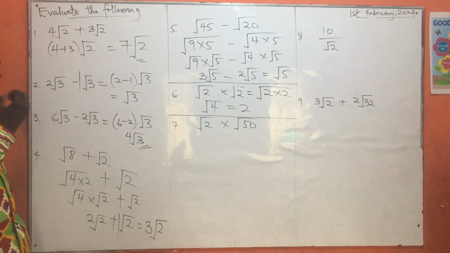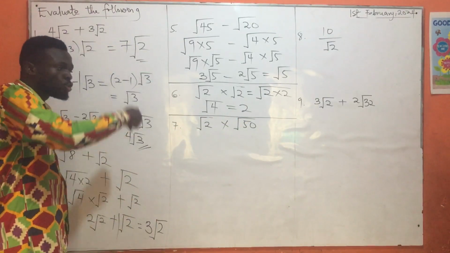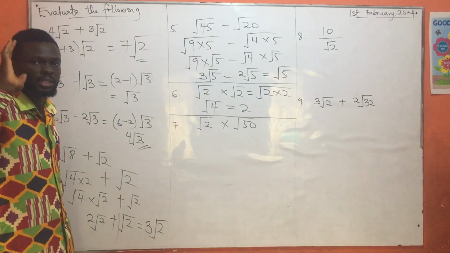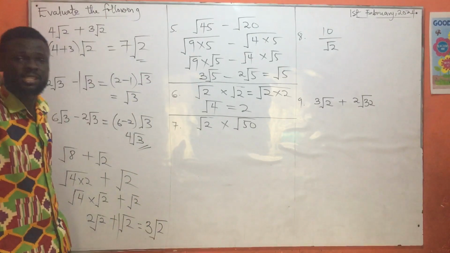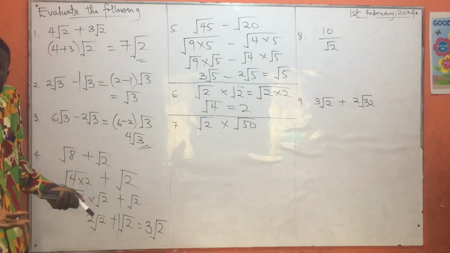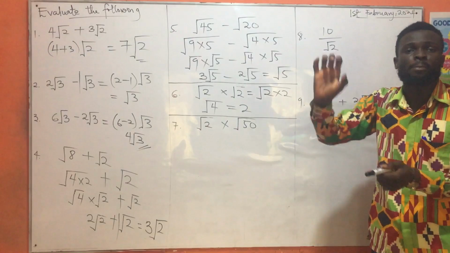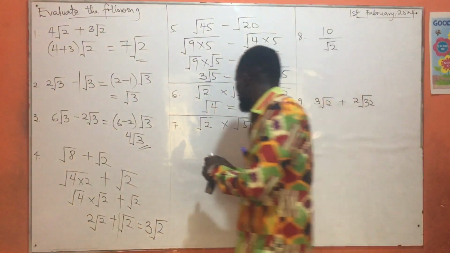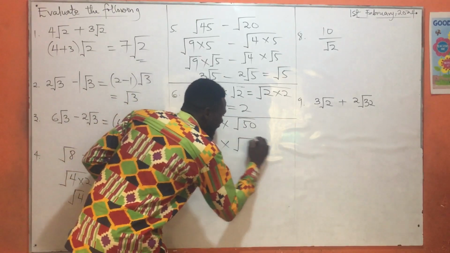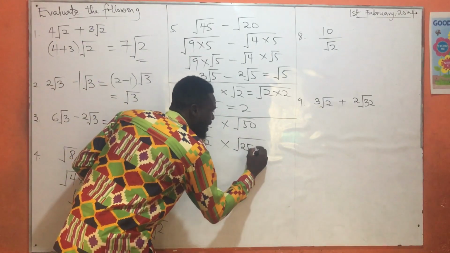Now let's look at the number 7. You have surd 2 times surd 50. Surd 2 times surd 50. Now the surd 2 is a simple surd, but the surd 50 is not a simple surd. Because the surd 50 is not a simple surd, what do we do? We have to change the surd 50 into a simple or a basic surd. So we are going to say surd 2 times a square number times a number that will give us 50, which is 25 times 2.